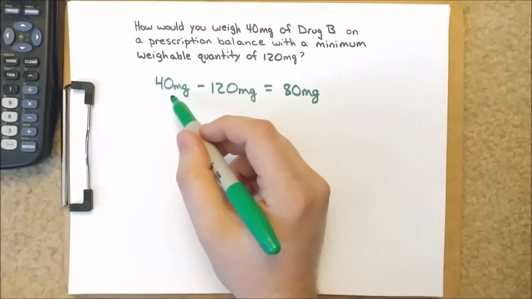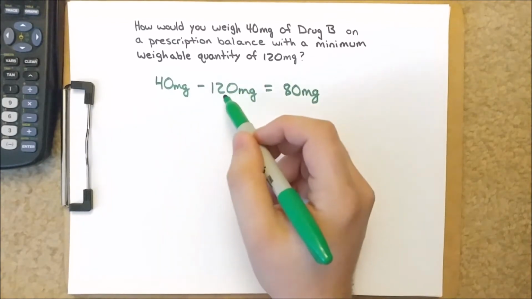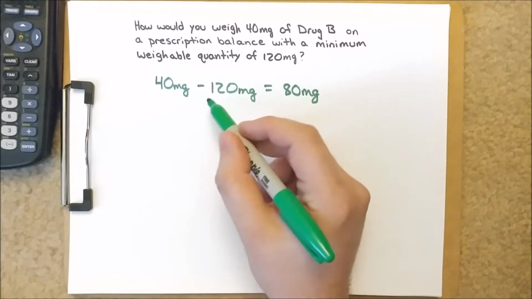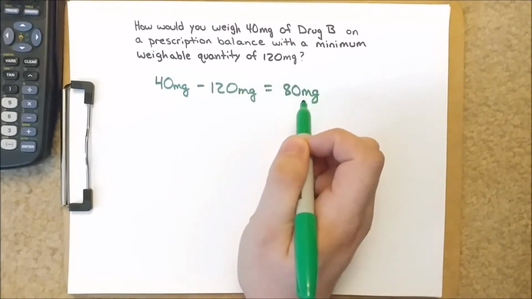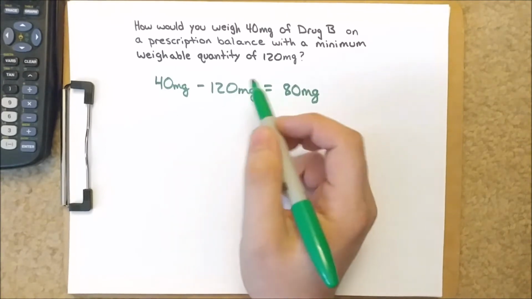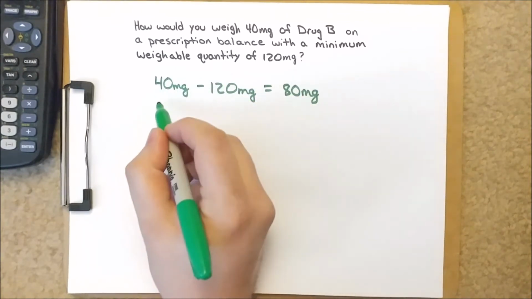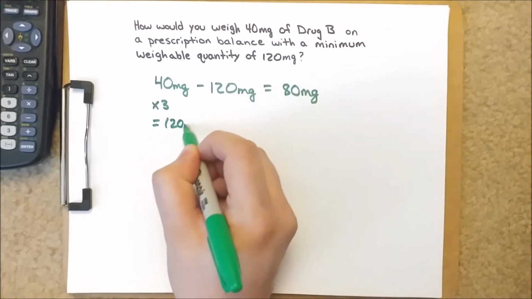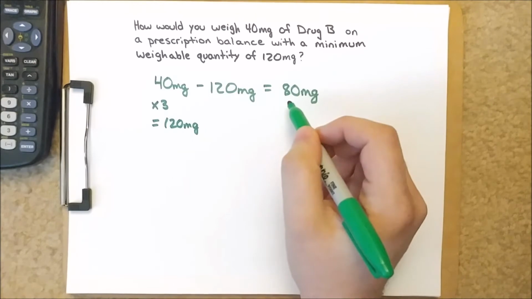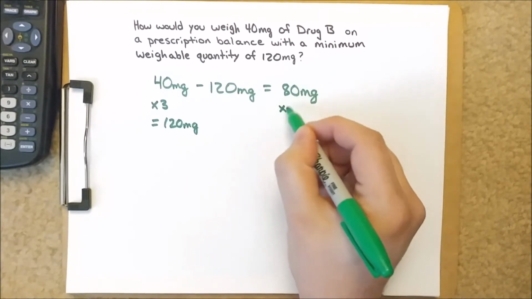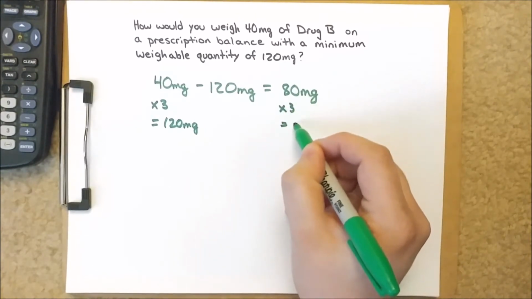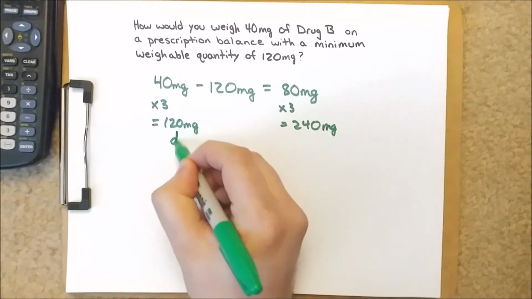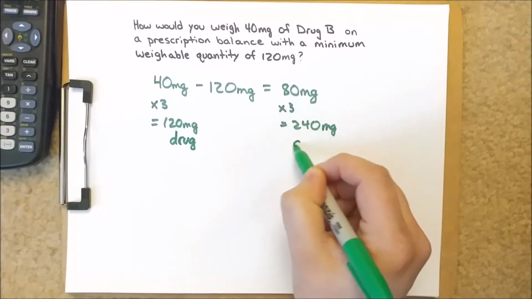So now I take 40 and I see how many times it goes into the minimum weighable quantity. And I take that factor and I multiply it by both sides just so I have an equal ratio. So 40 into 120 goes in 3 times, and that is 120. So now I have to do the same thing to the other side, multiply by 3. And that gives me 240 milligrams. So this is my drug, and this is my diluent.